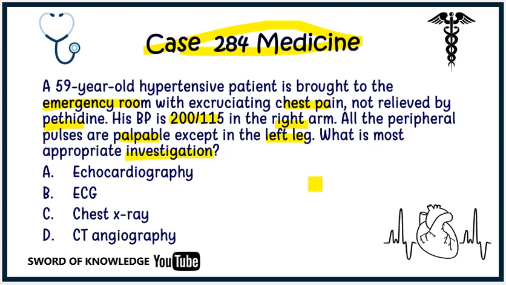So first of all, you have to make the diagnosis in your mind, and then you have to tell what will be the investigation of choice for this disease. Alpha echocardiography, beta ECG, Charlie chest x-ray, and delta CT angiography. I am going to give you 5 seconds so that you can answer this question by yourself.